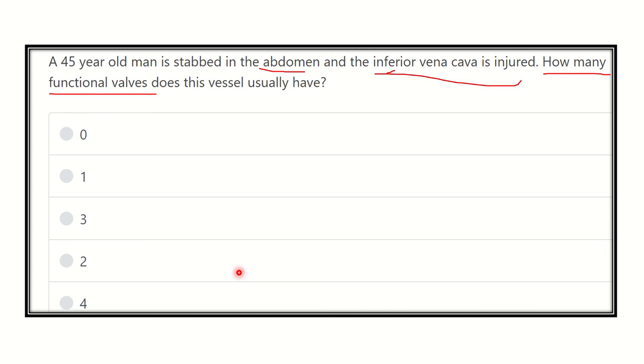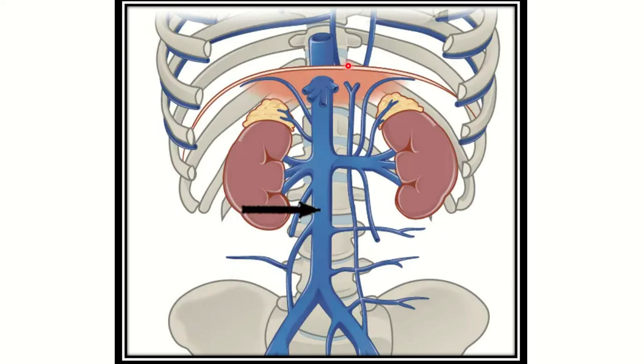So let's see the inferior vena cava first. Here we can see the inferior vena cava. It is formed by the two common iliac veins at the level of the lumbar 5 vertebra, and it ascends on the right side of the lumbar vertebrae. Then it ascends upward and receives several veins, then it pierces the diaphragm at the level of the thoracic 8 vertebra, and finally it enters the right atrium of the heart.